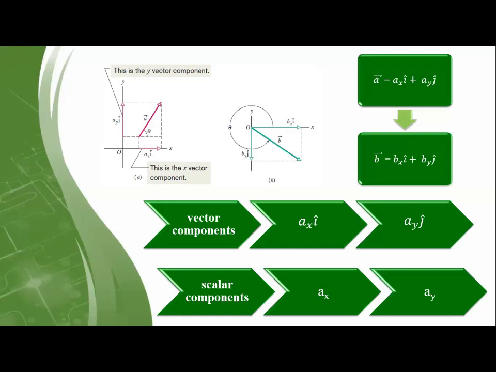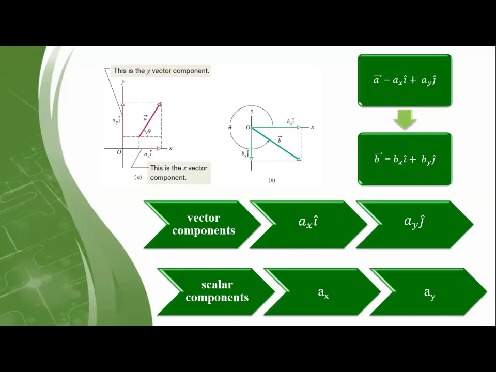Unit vectors are very useful for expressing other vectors. For example, we can express vectors A and B as A equals Ax i hat plus Ay j hat, or B equals Bx i hat plus By j hat.